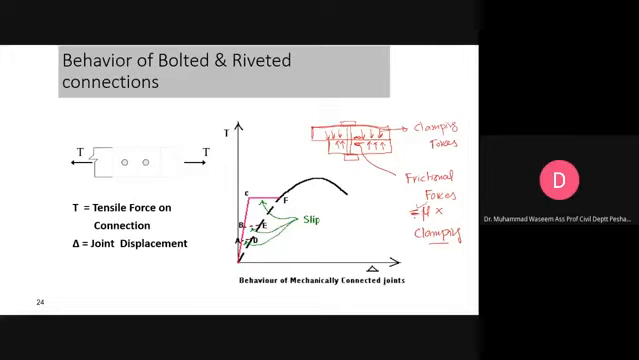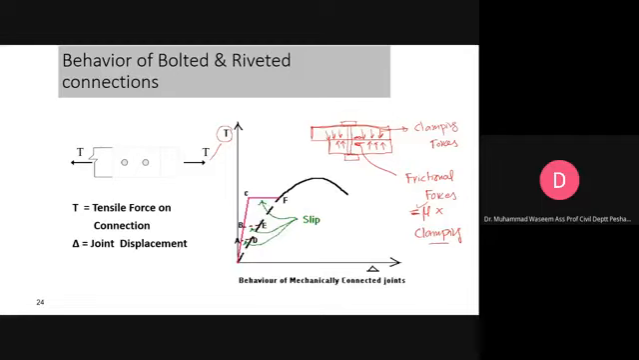Okay, now in this slide you are seeing a joint. A load is acting on this joint, and a displacement is produced. On the y-axis we have the load acting on the joint, and on the x-axis we have the displacement along the joint. In this joint it is possible that you have bolts and rivets. It is applicable to both rivets and bolts.